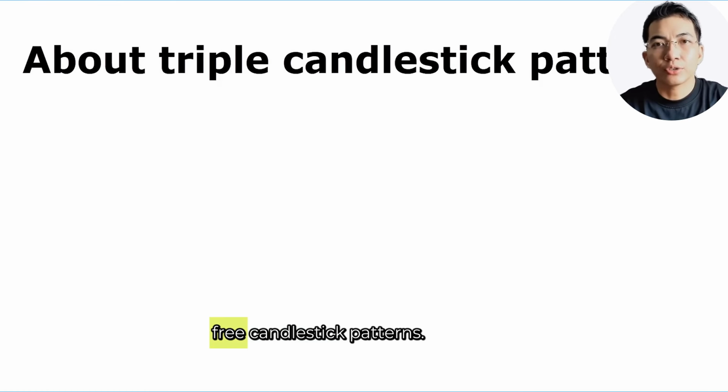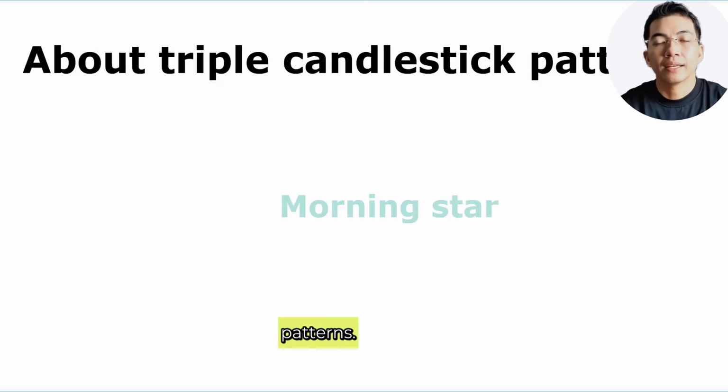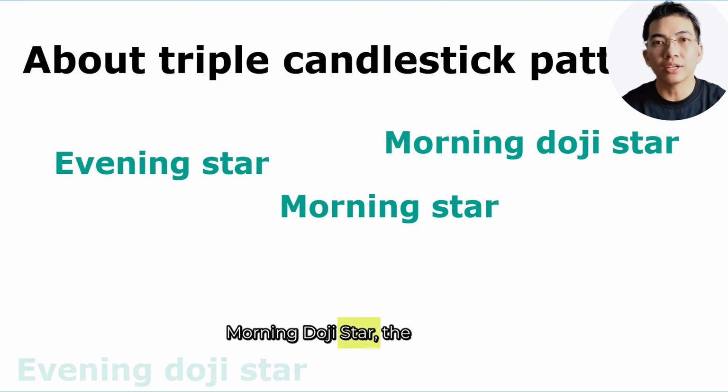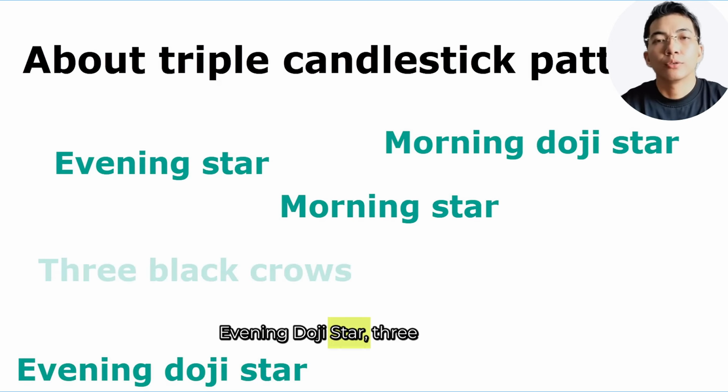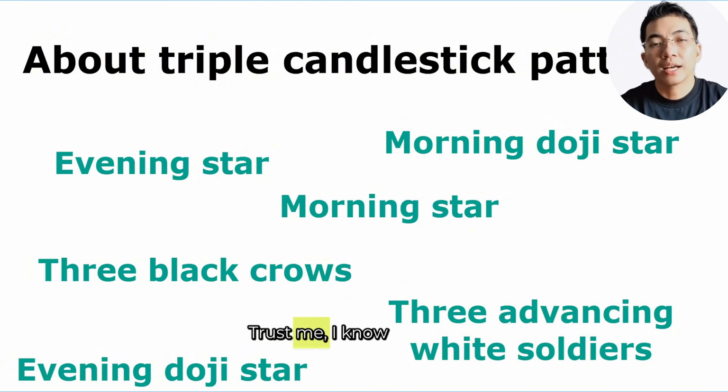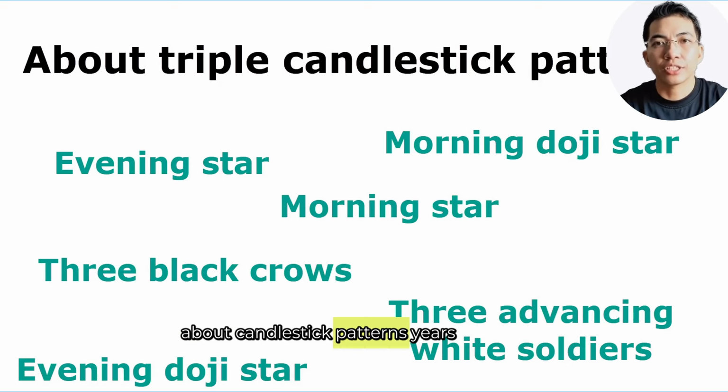There are so many three candlestick patterns. If you buy any book about candlestick patterns, I'm sure you will find at least 6 or 7 three candlestick patterns. There's the morning star, the evening star, the morning doji star, the evening doji star, three black crows, three advancing white soldiers, and many others. Trust me, I know all of them. I have also published a guide in Italian about candlestick patterns years ago.